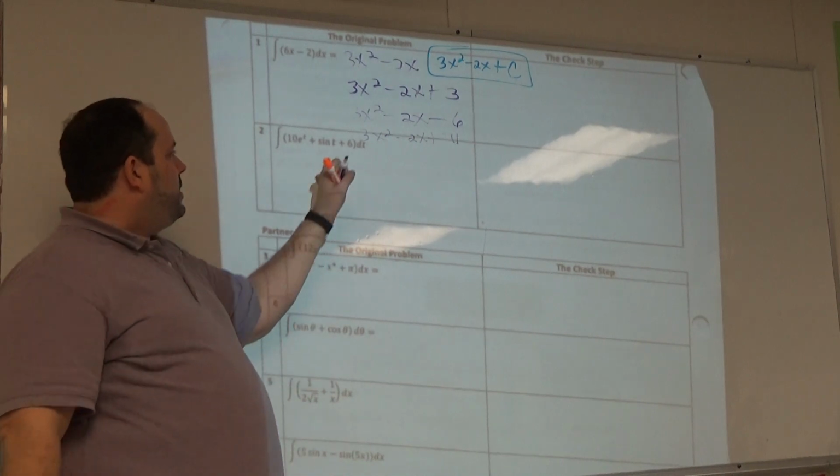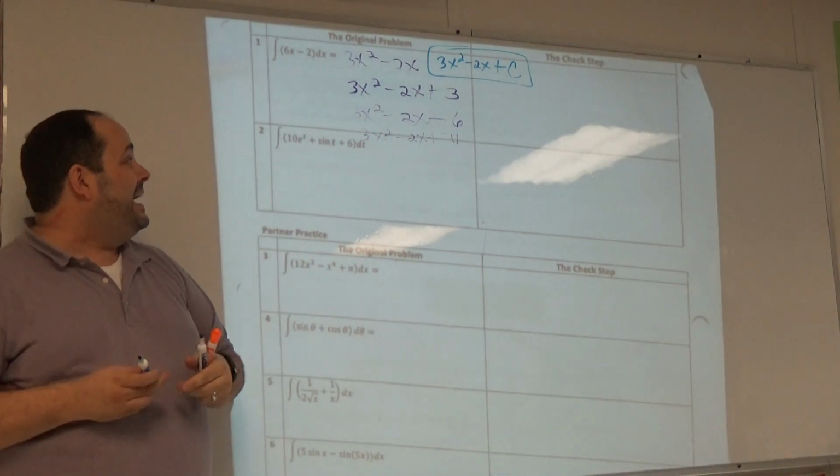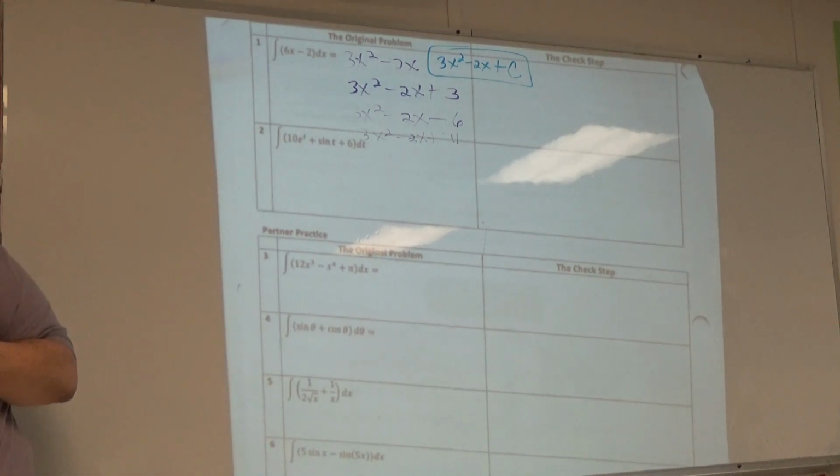All right, one more that we're going to do together, and then you guys get a chance to play. Take a minute, see what you can do at number 2. I want the antiderivative of 10 e to the t plus sine t plus 6. Let me know when you think you've got it. It's going to be 6 plus negative cosine.